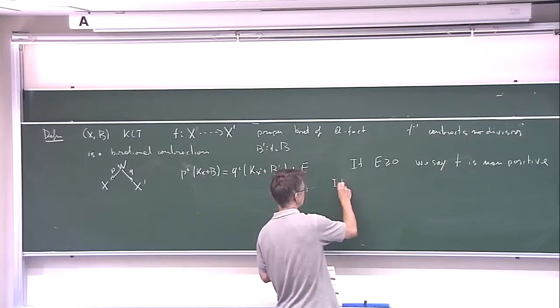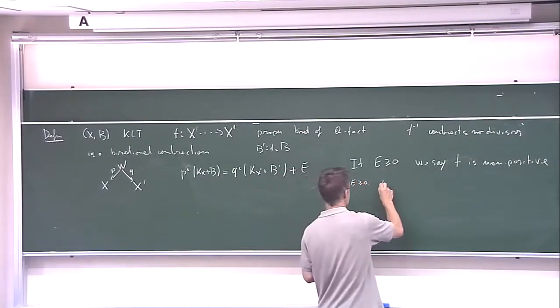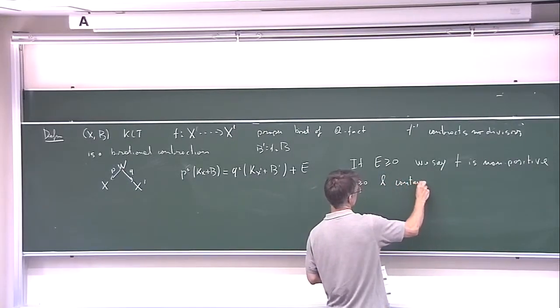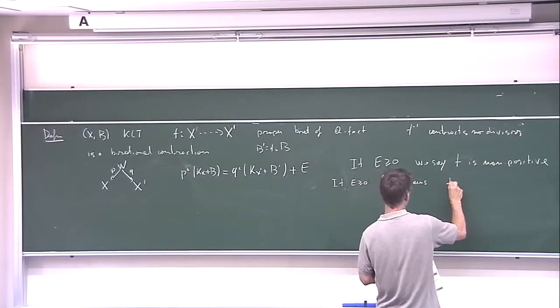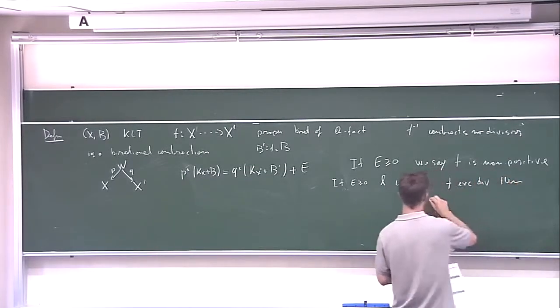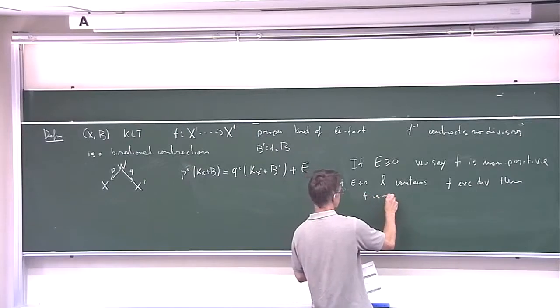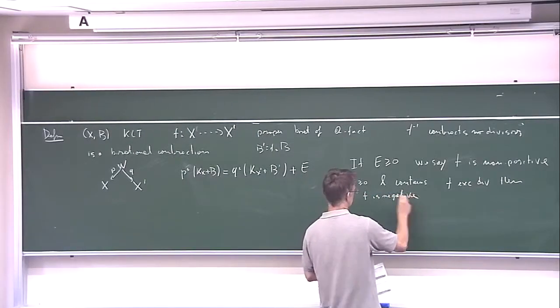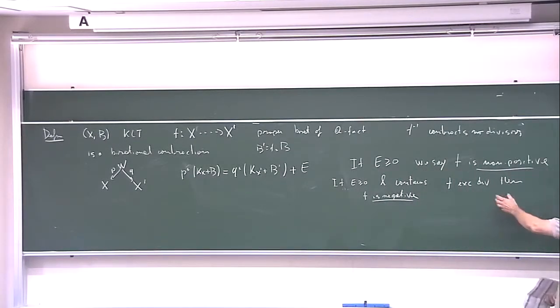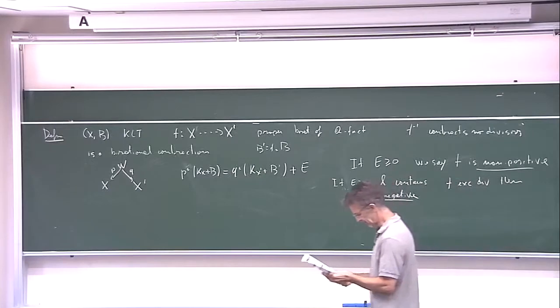And if E is greater or equal to zero and contains the strict transform of all F exceptional divisors, then we say that F is negative. So where is the name non-positive or negative coming from? Well, this is the behavior that we expect from a sequence of flips and divisor contractions. And the point is that the class for a flipping contraction, Kx plus B, is negative, is relatively anti-ample, right? So that's where the name non-positive or negative is coming from.